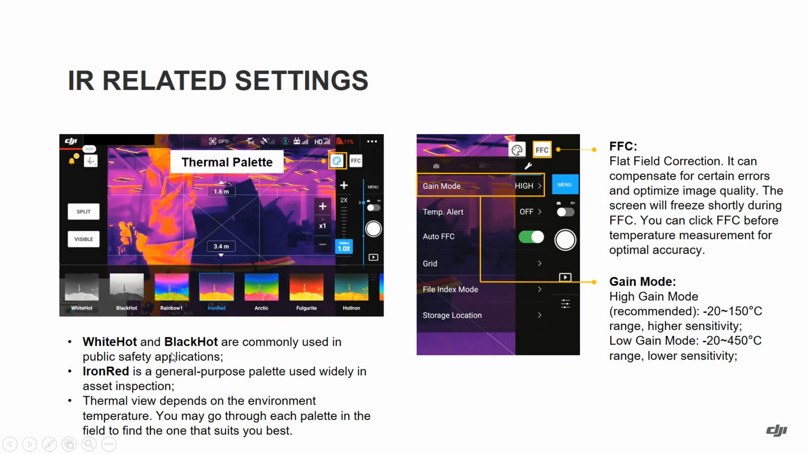As we just mentioned right now, the white hot and black hot are commonly used usually in public safety applications when you are in search of a missing person or the wild animal, while the iron red is the other general purpose palette that is used widely in asset inspection area because it can show even small temperature differences. I want to highlight one point here is that the thermal view actually depends a lot on the environment temperature, and sometimes you may need to go through each palette in the field to find out that one that suits you the best.